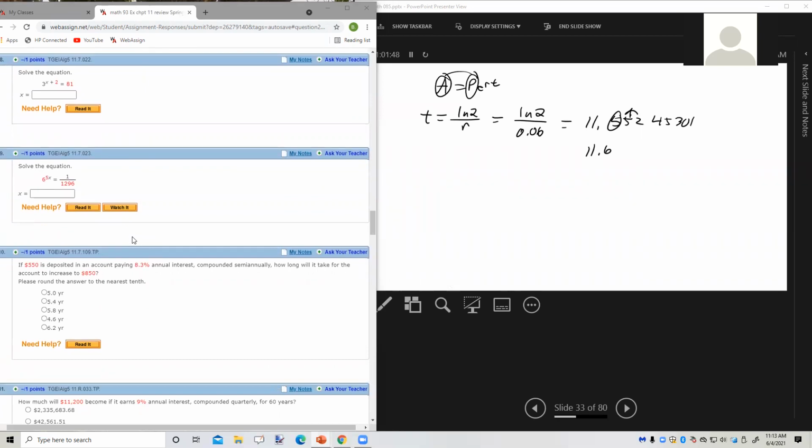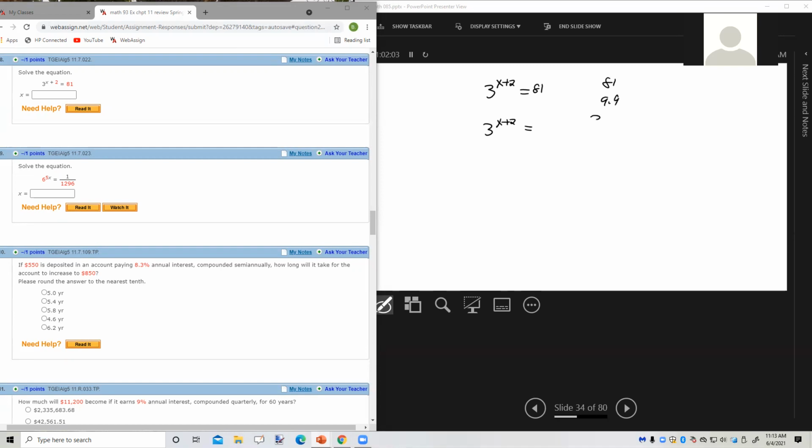All right, let's take a look at this one. Solve the equation. We've got 3 to the x plus 2 power equals 81. Because I can write 81 as 3 to the 4th power, I can now say that x plus 2 equals 4. The bases are equal, therefore the exponents are also equal. So we get x equals 2.